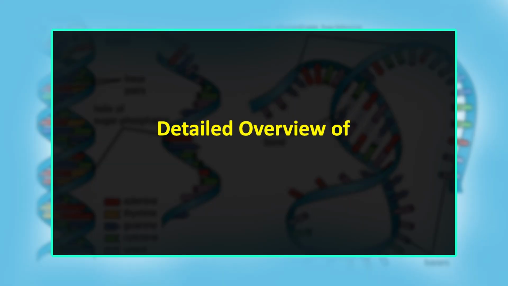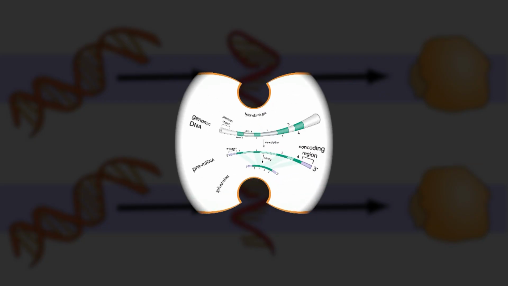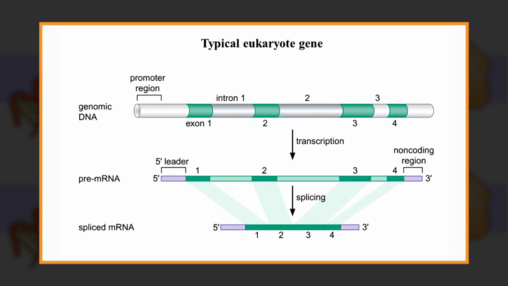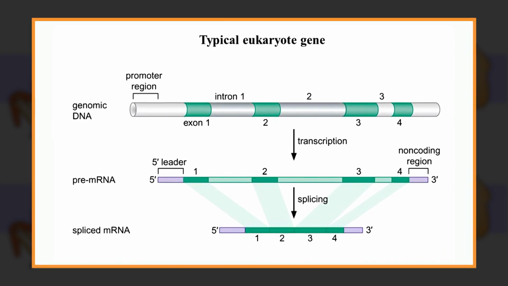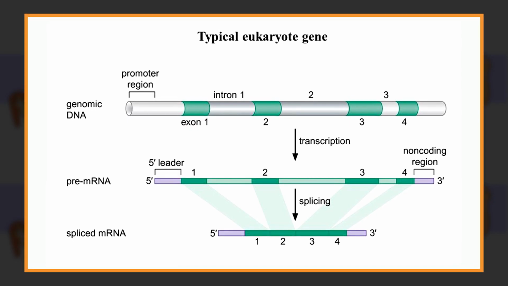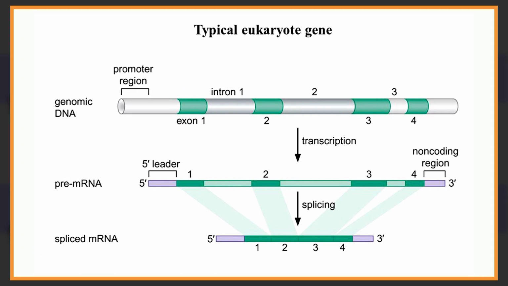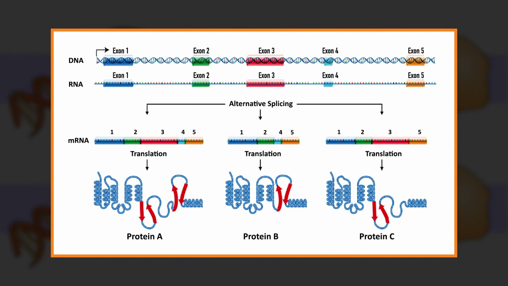Now let's have a detailed overview of the eukaryotic splicing. Eukaryotic genes that encode polypeptides are composed of coding sequences called exons. Exon signifies that they are expressed, and intervening sequences called introns. Intron denotes their intervening role. Transcribed RNA sequences corresponding to introns do not encode regions of the functional polypeptide and are removed from the pre-mRNA during processing.